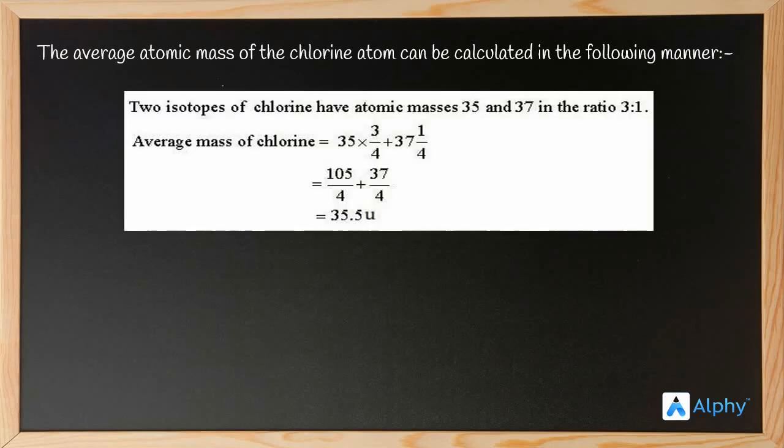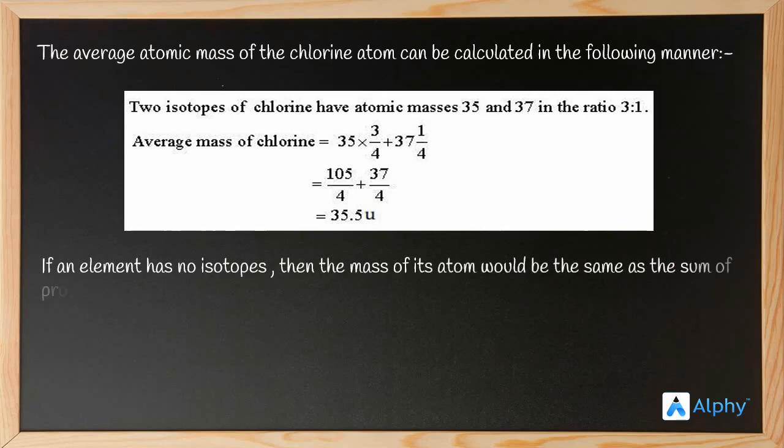The two isotopes of chlorine have the atomic mass of 37 and 35 in the ratio 1:3. So, the average mass of the chlorine can be calculated in the following manner, and it comes out to be 35.5 U. If an element has no isotopes, then the mass of its atom would be the same as the sum of the protons and the neutrons in it.